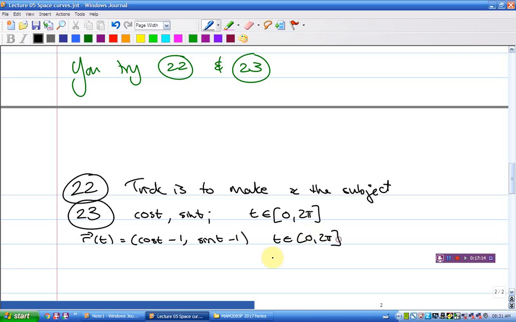You can also say t is an element of R. If you think of your curve as being a path that a particle is traveling through, t element of R just means the particle's always been traveling and will always be traveling, or will just keep going round and round this curve infinitely many times. A single revolution is generally what we're after.